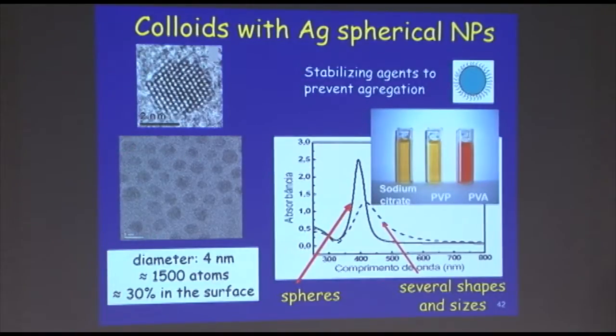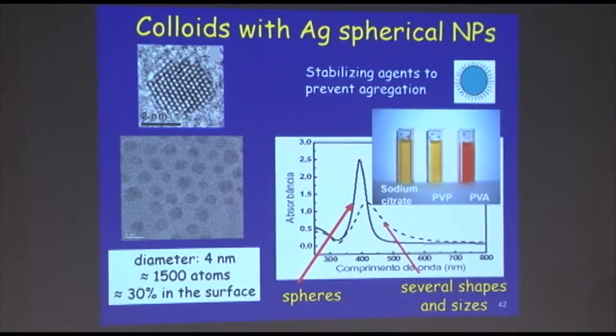The size of the particles can be very, very small. One thing that's very important for particles like that is that a large number of atoms is on the surface of the particle. For example, a particle of 4 nanometers has about 1,500 atoms, and 30% of the atoms are on the surface. So it means that those particles are very sensitive to the environment. So by playing with the environment, I can also change the nonlinear optical properties.